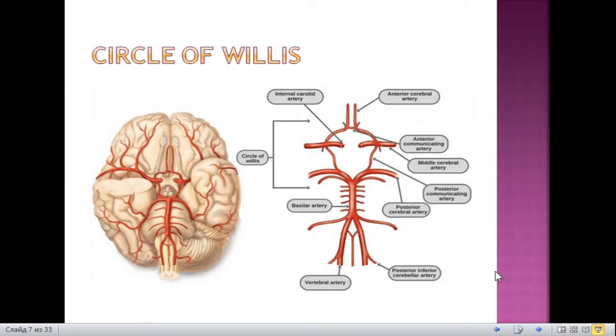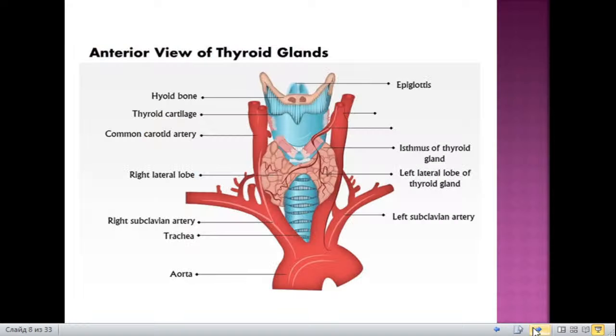Well, so the Willis circle was an example of an arterial anastomosis at the border between the basins of the internal and external carotid arteries. And we go on. The anastomosis which occurs between the external carotid artery and the subclavian artery is located in the neck. And what can we say about this anastomosis? It is in the thyroid gland.